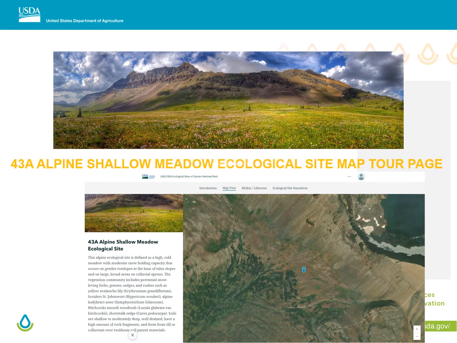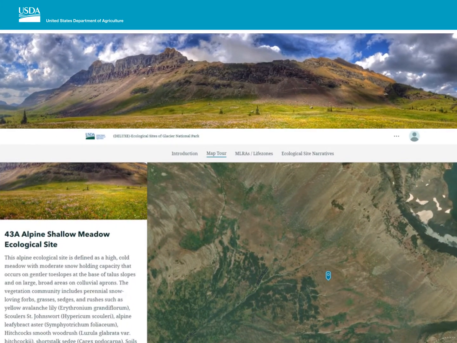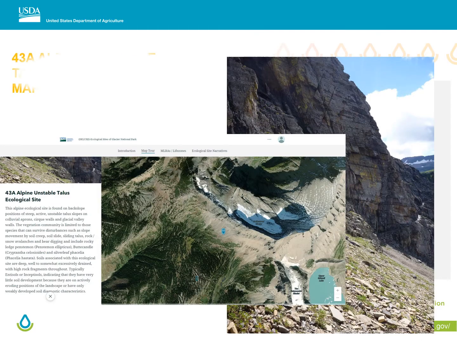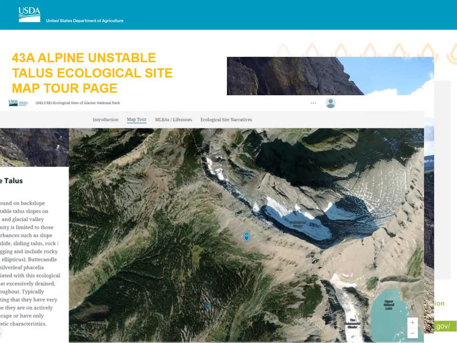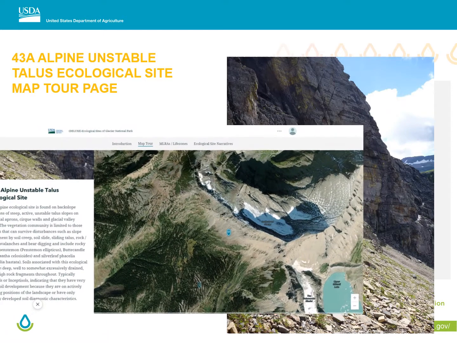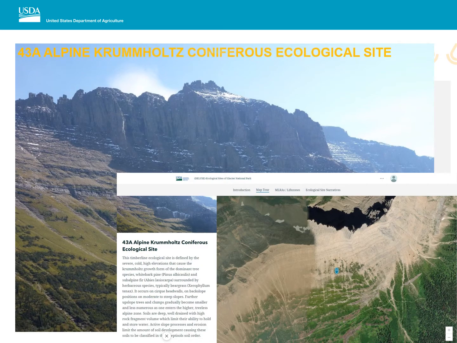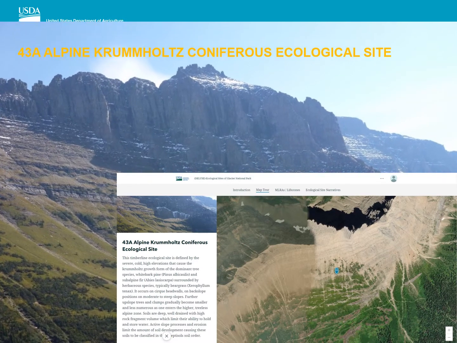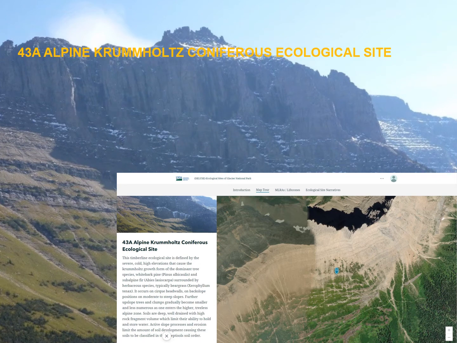The Alpine shallow meadow with shallow soils, moderate snow holding capacity at the base of pluvial slopes with a vegetation of forbs and sedges and grass species. The Alpine unstable Talus ecological site is defined by the slope movement downward of Talus and the vegetation species adapted to this movement. The Alpine Krumholz Coniferous Ecological Site is defined by the severe cold high elevations that cause the Krumholz growth form of the typical whitebark pine species.